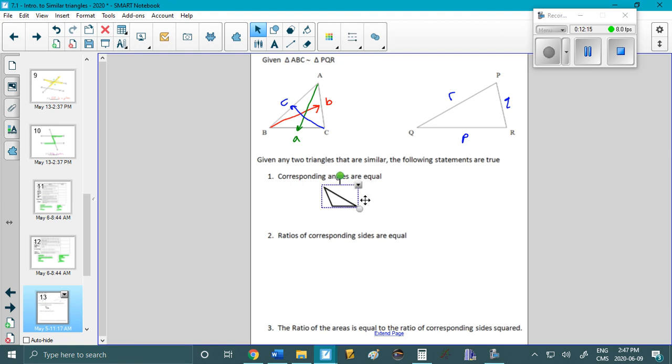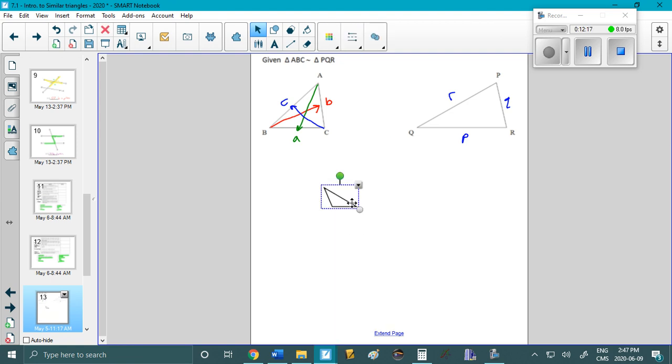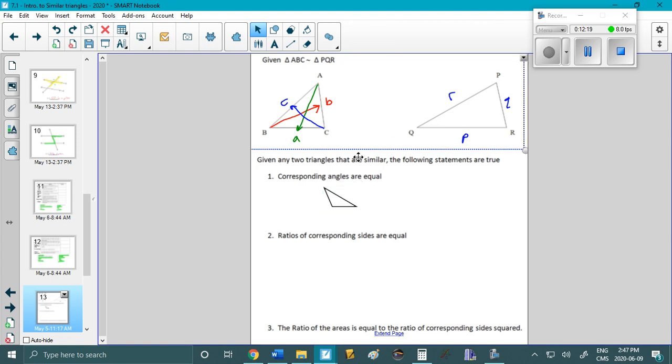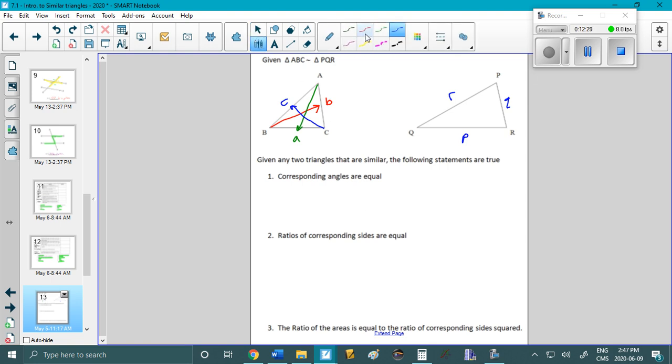Okay, so that's what similar triangles are. It's a very simple concept. It's kind of like if you were going to make a scale drawing of your house, and if you did a good job, your drawing should be similar to your house, in that all the angles are the same. So corresponding angles are equal. So given this statement, triangle ABC is similar to triangle PQR, we can say that angle A equals angle P, angle B equals angle Q, and angle C equals angle R.